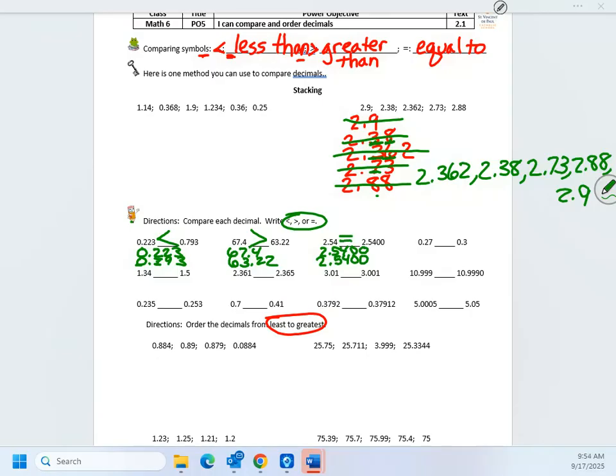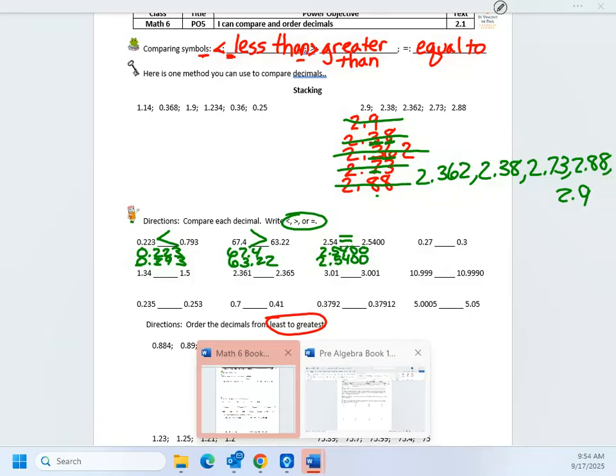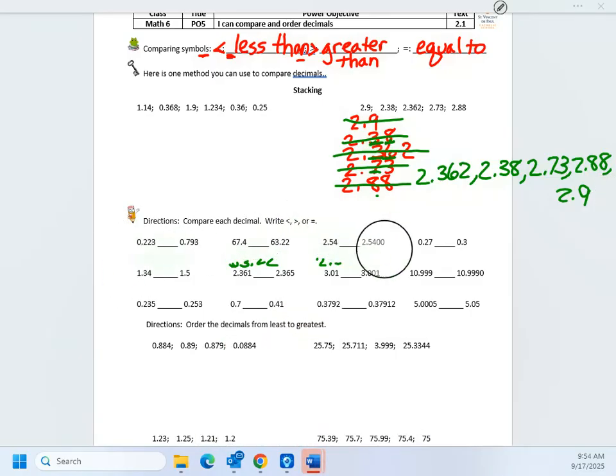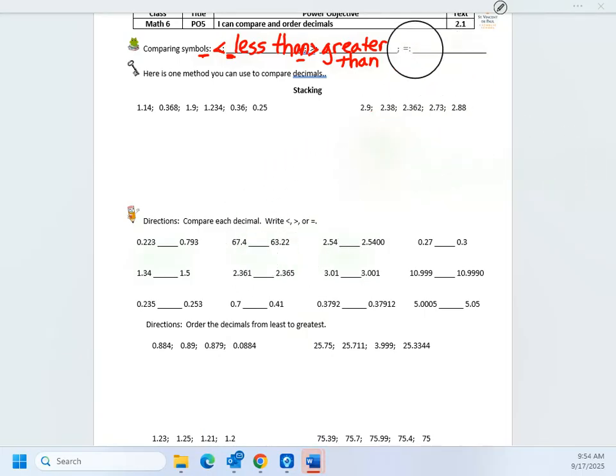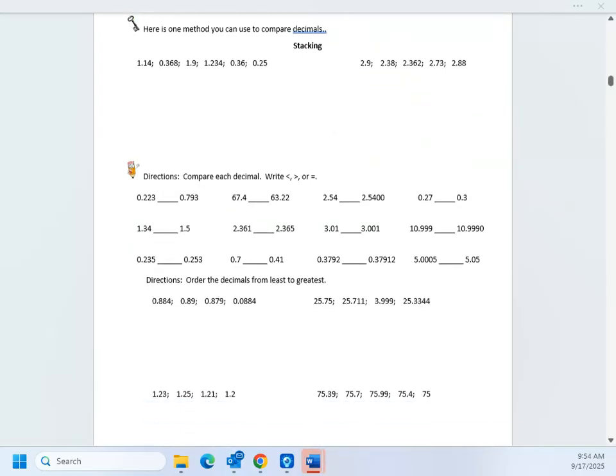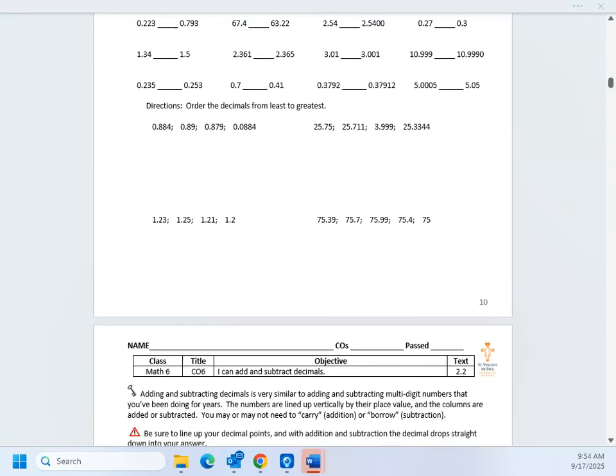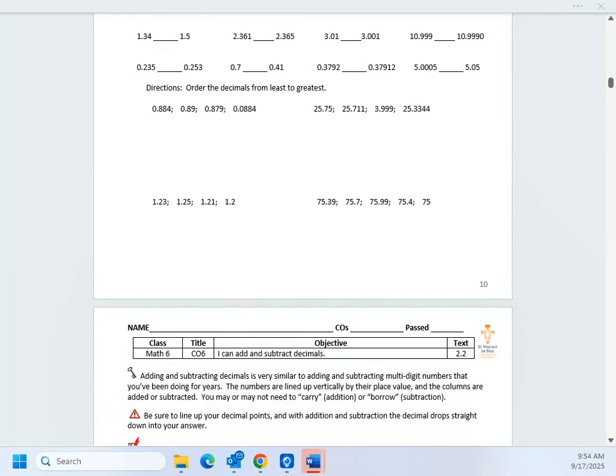You are going to finish this section on your own. Let's look at our bottom section. This time we are ordering them. Instead of just saying less than or greater than or equal to, now we have multiple numbers. So we need to stack them. And then at the bottom we are putting them in order.